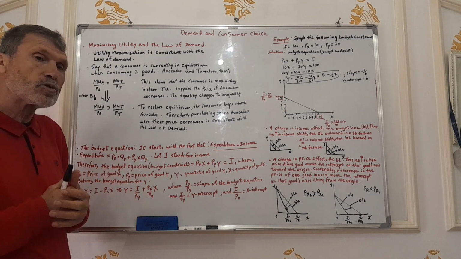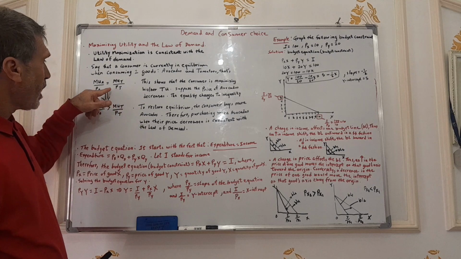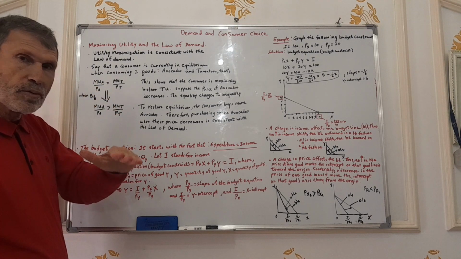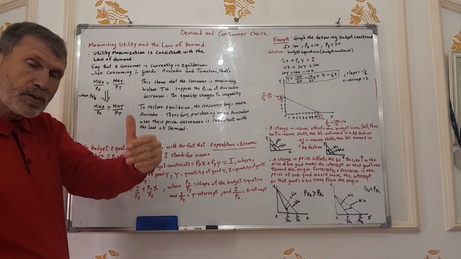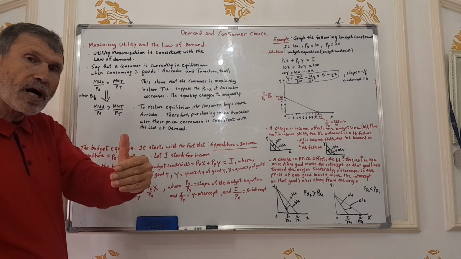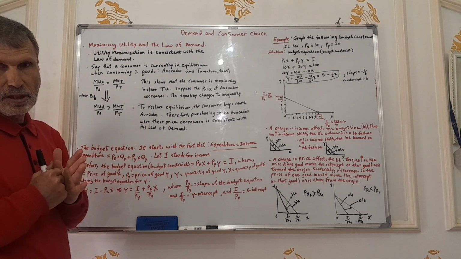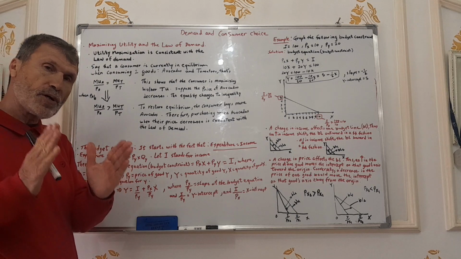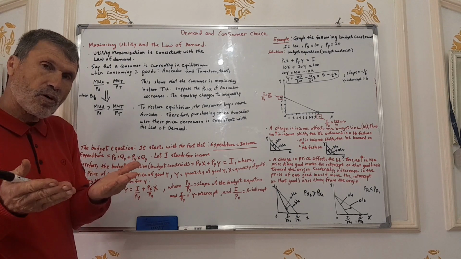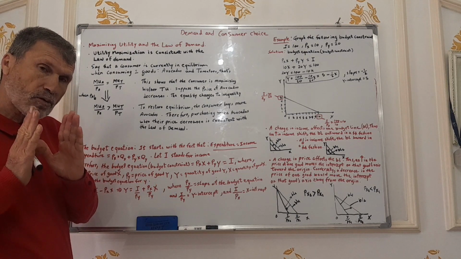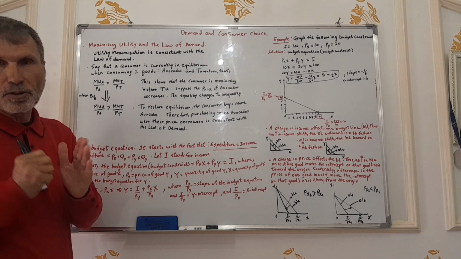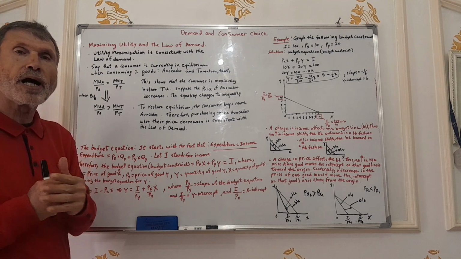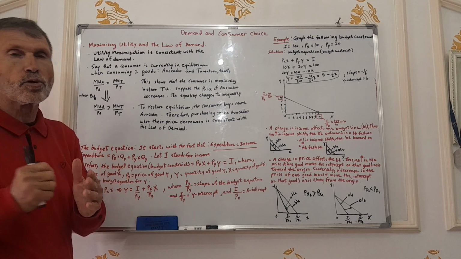What that means is the consumer is in equilibrium. So when we have this condition, we say that the consumer is in equilibrium. When he is in equilibrium, it means he is maximizing his total utility. So whenever we see that condition, marginal utility per dollar is the same for all goods, it means that the consumer is in equilibrium, which means that he or she is maximizing his or her total utility.